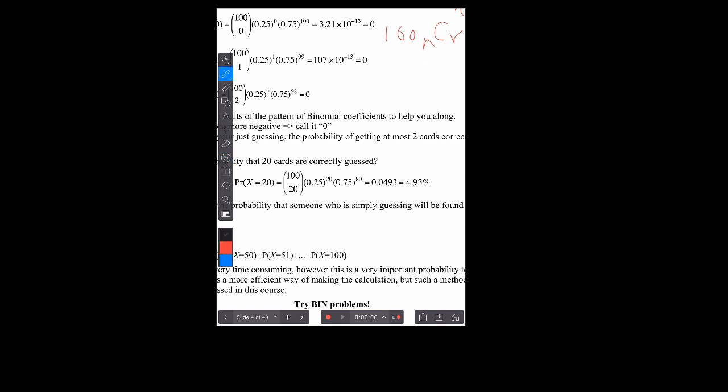Anything smaller than 0.0001, I will refer to as 0.